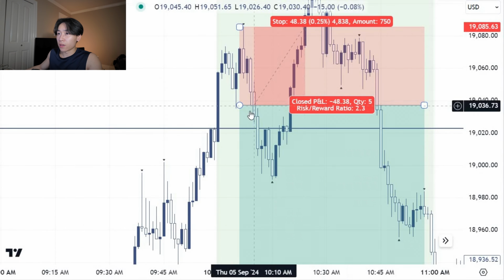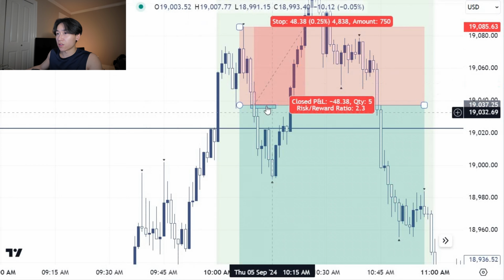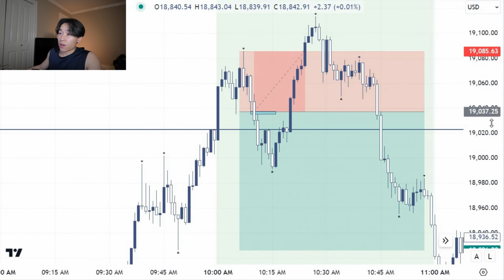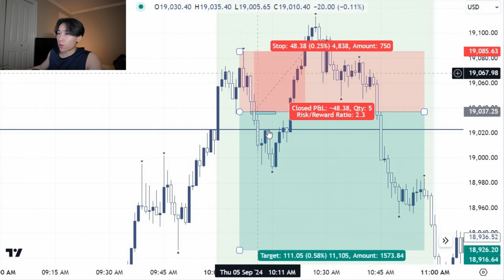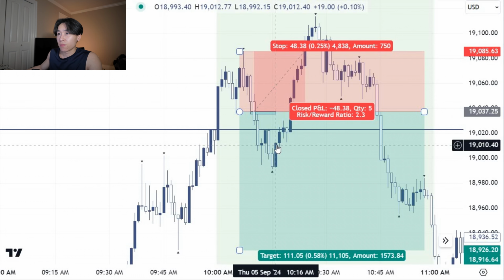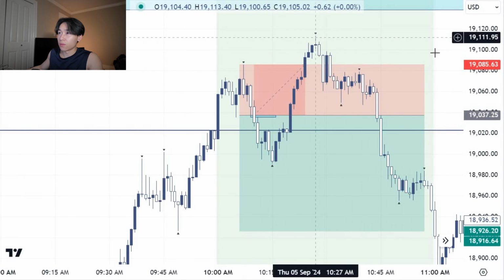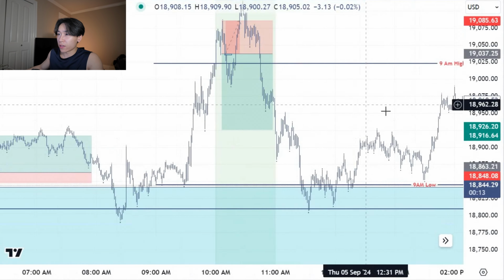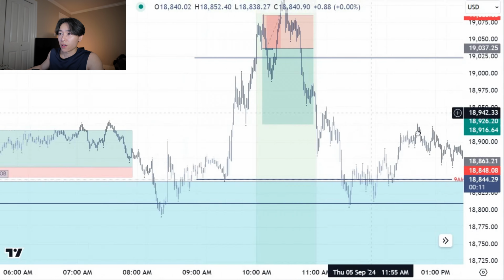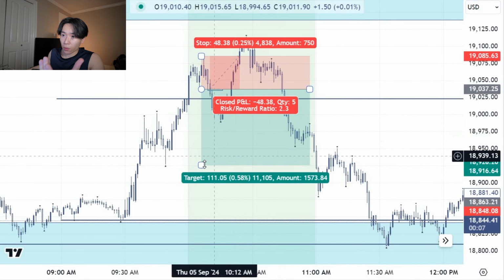Price displaced lower, and I set an entry at the fair value gap that was created right over here. It was very small, but as you can see, it is right over here, and I placed it at the top. So we displaced past a swing low and set the entry at the fair value gap. As you can see, we just got stopped out, and eventually price came all the way down here to the 9 a.m. low.